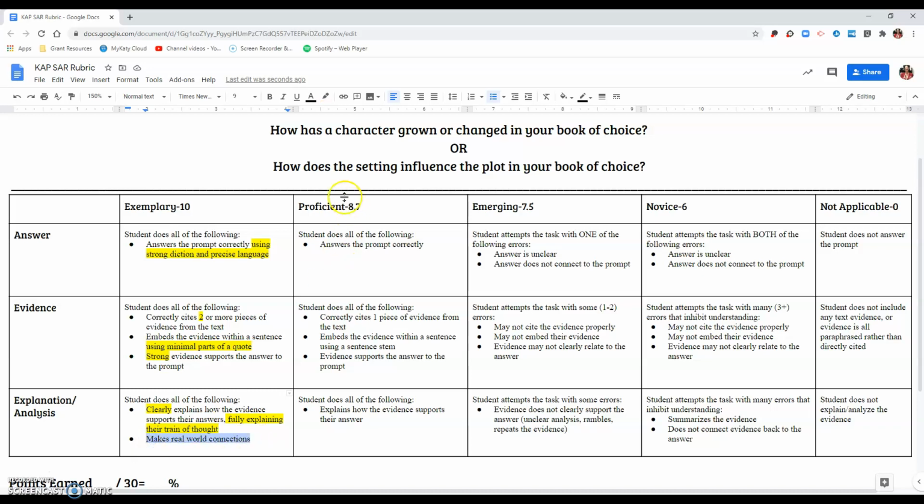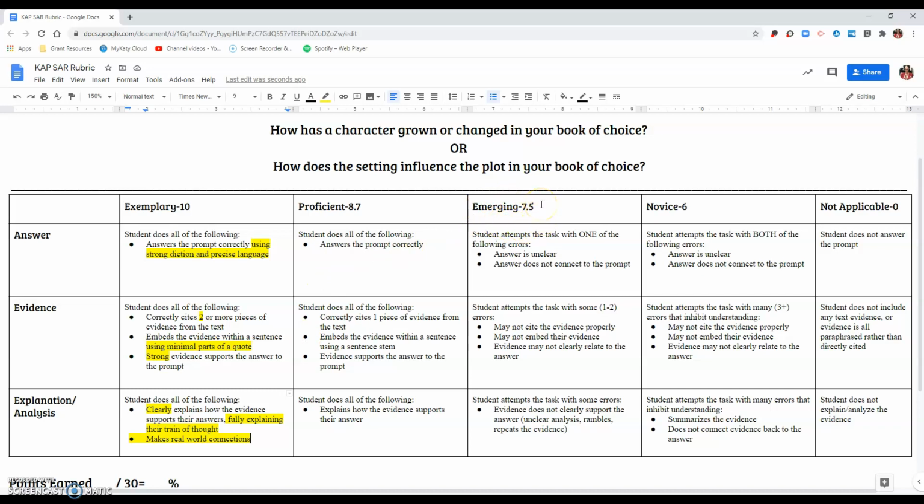In your explanation, if you would like to get exemplary, you make a real-world connection. That could be from something you've seen in the news, that could be from your own personal life, something in your community. You're connecting what you explained in your explanation to the real world. Okay? Now, let's look at emerging.